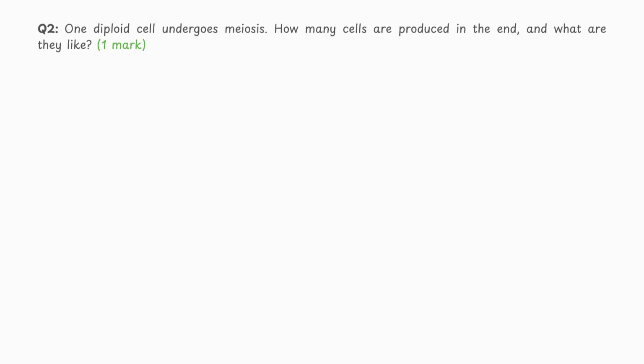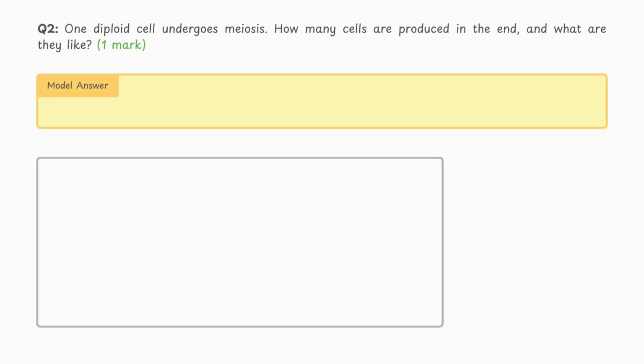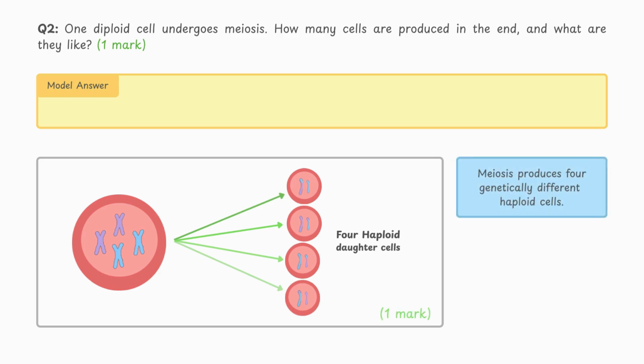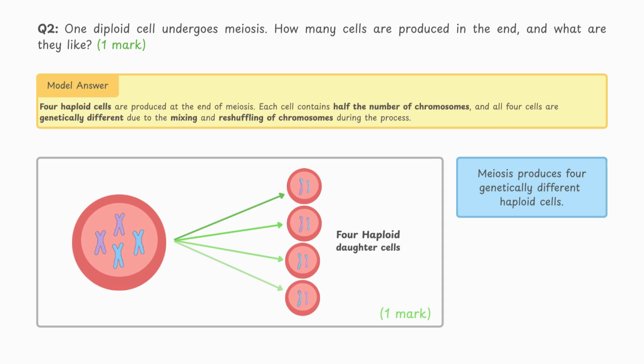Question 2. One diploid cell undergoes meiosis. How many cells are produced in the end, and what are they like? During meiosis, one diploid cell divides twice, producing 4 daughter cells. Each of these cells is haploid, meaning they contain half the number of chromosomes. In addition, these cells are genetically different due to the mixing and reshuffling of chromosomes during the process. So the final answer is 4 haploid cells are produced, and they are genetically different.